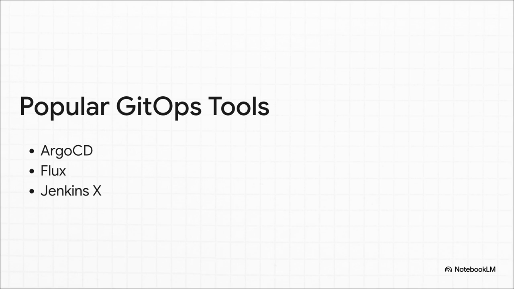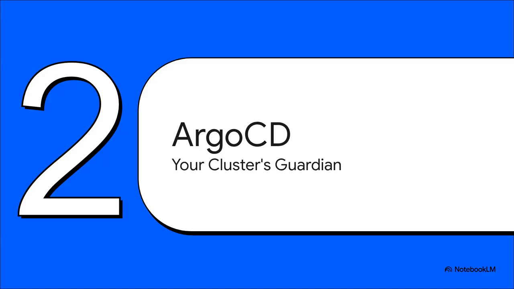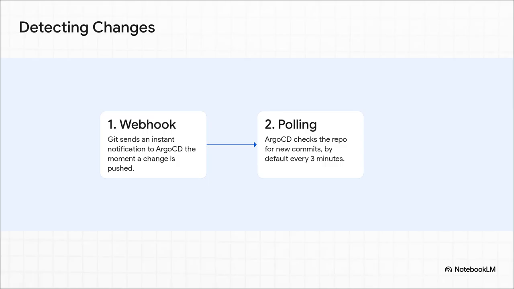And hey, this isn't just some abstract theory, right? There's some seriously powerful tools out there that make this whole thing a reality. You've got major players like Flux and JenkinsX, but for this explainer, we're going to focus on one of the most popular and, frankly, most powerful of the bunch, Argo CD. I want you to think of Argo CD as the guardian of your cluster. Seriously, it's the agent sitting right there inside your Kubernetes environment, and its one and only job is to make absolutely sure that your cluster state is a perfect mirror of the desired state you've defined back in your Git repository.